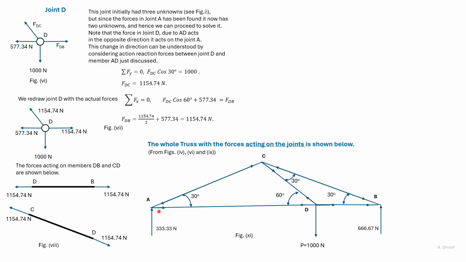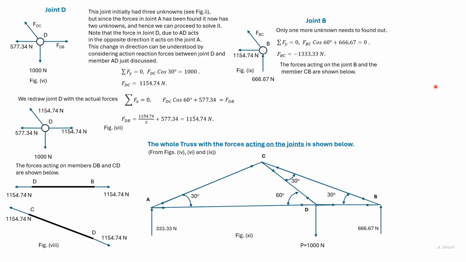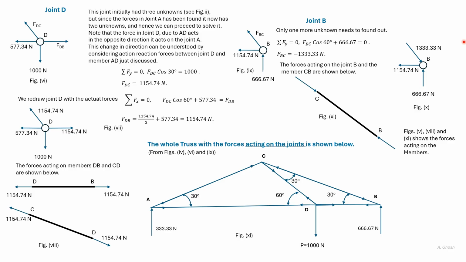So now we have found the forces in AC, AD, CD, and DB. We need to find the force in BC. For that, we look at the joint at B, and we need to solve forces only in the vertical direction. So FBC cos 60 plus this force is equal to 0. We get FBC acting towards the joint B. That means CB is in compression.